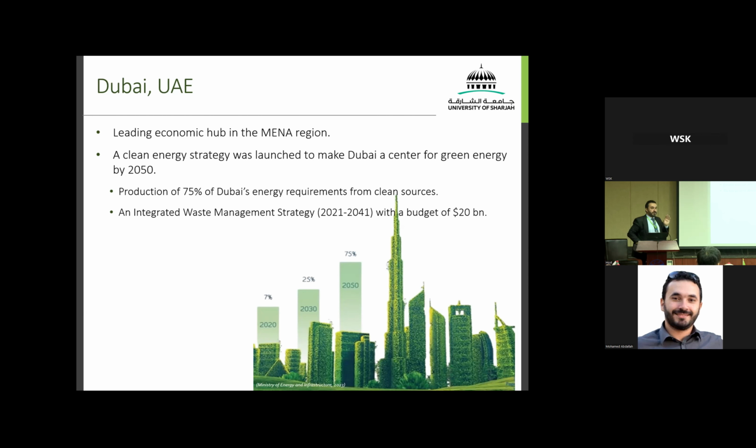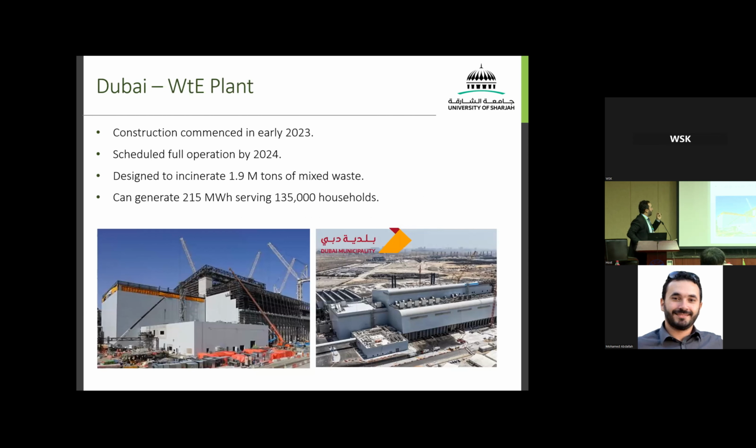So Dubai, in 2021, pledged $20 million to do an integrated waste management system. That's a huge investment, and partially this of course covers collection as well, but part of that will be spent on waste to energy. So this is the plan that they are actually building right now, and it will open at the end of this year or early 2024, and it can generate 215 megawatt hours, serving 135,000 households.